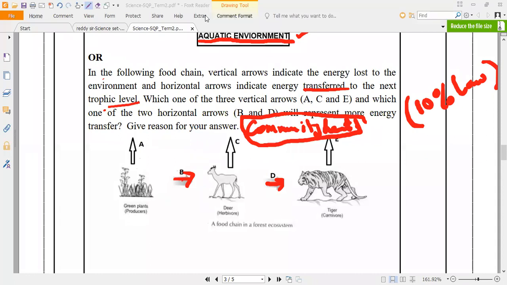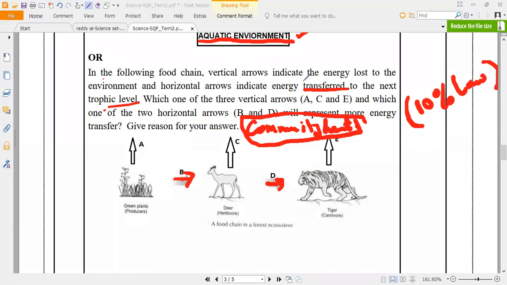Arvind, Arya, Nitinath, anybody? Where will more energy be lost? That is my question. Please respond. Yes, please. A, C, E. Tarani is saying A. Very good, Tarani. Correct answer. I want the reason also. You have to say the reason.